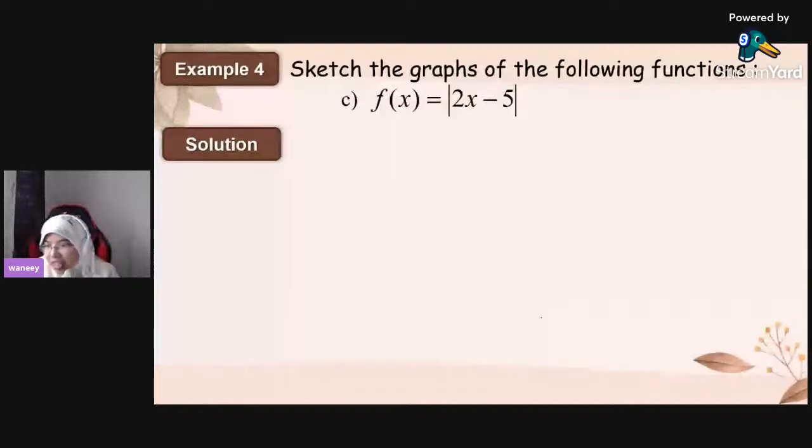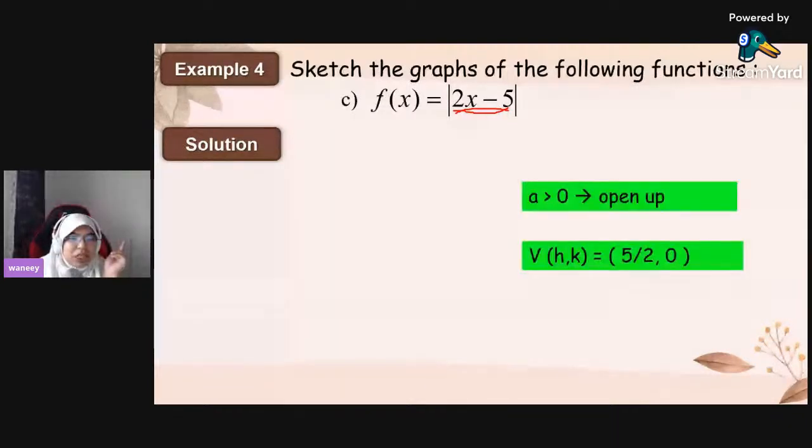Okay, so now this is absolute value of 2x minus 5. So you're going to take inside of the modulus. So this is absolute value, so absolute value a v or a. So kena tengok dulu modulus, simbol dia positif, so V. So you need to know what is the minimum point. So for the minimum point, you let them equal to 0. So you are going to get 5 over 2 as well as 0. So those are your minimum point.